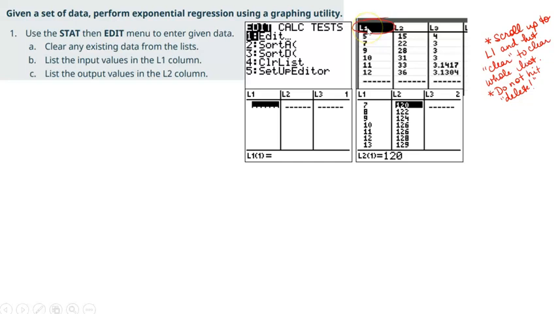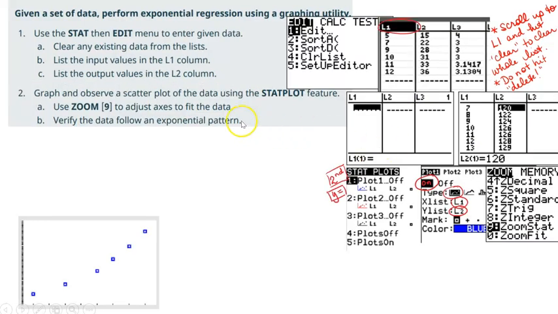You do not want to hit delete. If you hit delete, it literally will delete the list, but it's not a problem. All you have to do is come back to setup editor and it will restore those lists for you. So we've gone up to L1 and hit clear enter, gone up to L2 and hit clear enter. Now our lists are clear and we can put in whatever the data is for the problem they've given us. In list 1, we're putting our input, our independent, our x values. In list 2, we're putting our dependent, our output, our y values.